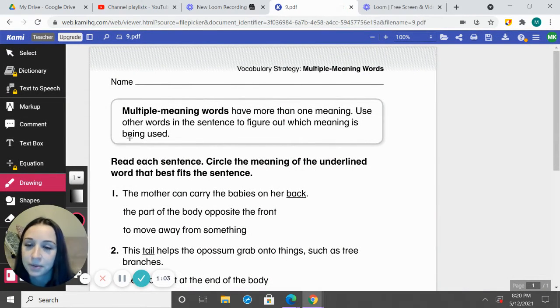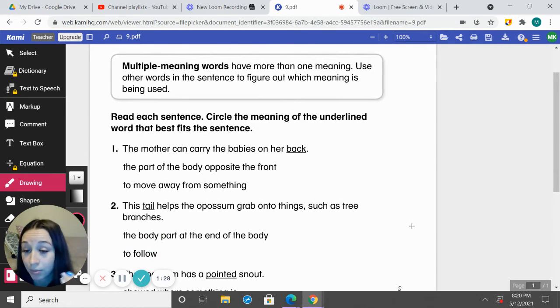So let's read the top real quick. Multiple meaning words have more than one meaning. So again, they can mean more than one thing. Use other words in the sentence, that's what I was saying, to figure out which meaning is being used. So we use those context clues. Our directions say, read each sentence, circle the meaning of the underlined word that best fits the sentence. So I'm going to do number one, and I want you to watch and listen to my thinking, how I do it. And then I'm going to ask you guys to do a couple more.